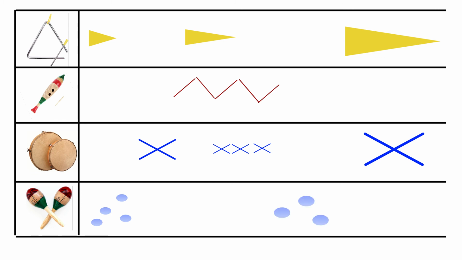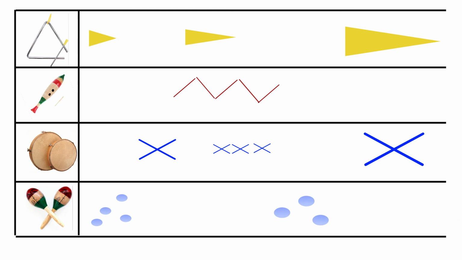And then if you look here, you can see the arrows at the top and the bottom going gradually along the page to show where we are in the piece of music. So if I was playing the maracas, for example, I would only play when I saw the dots being shown.